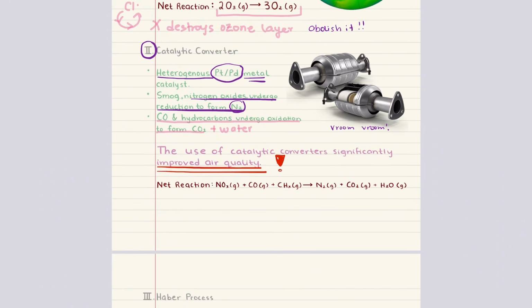When we combine all of the steps that occur inside the converter, the overall effect is that nitrogen oxides, carbon monoxide, and hydrocarbons are converted into nitrogen gas, carbon dioxide, and water. And these are substances that are far less damaging to air quality.